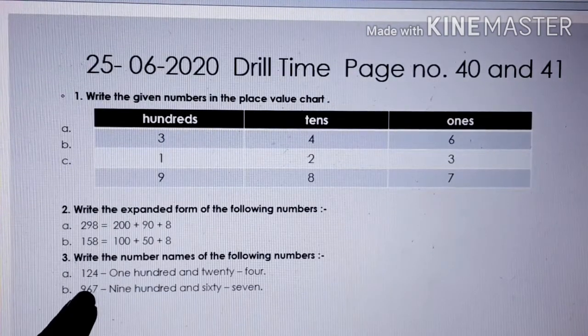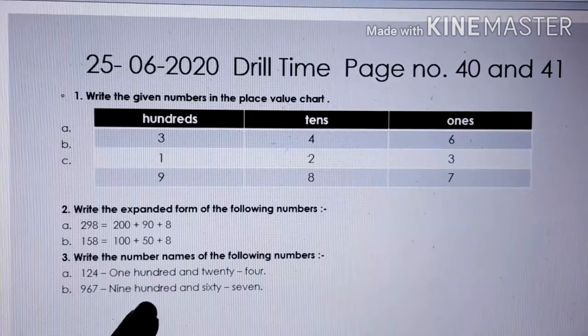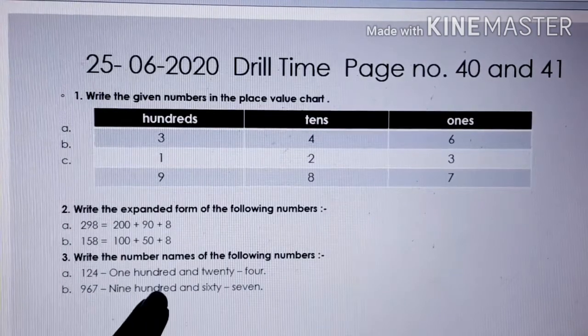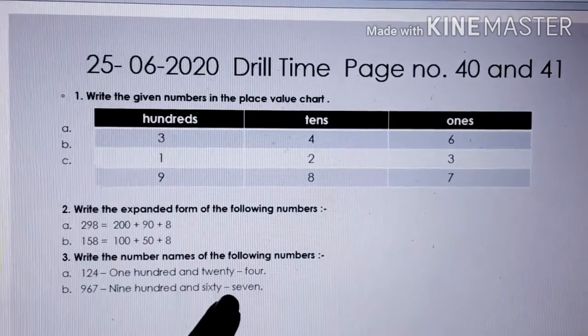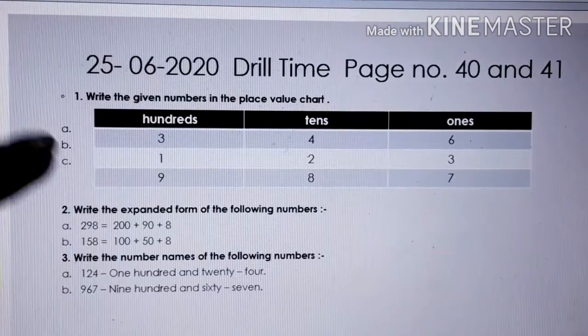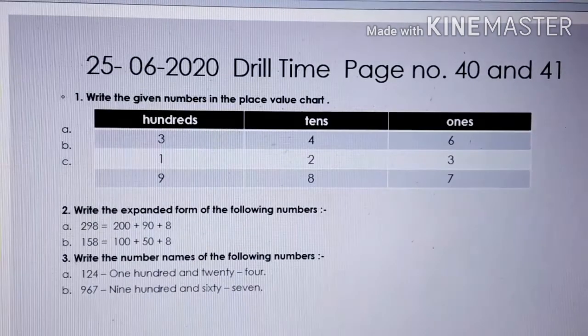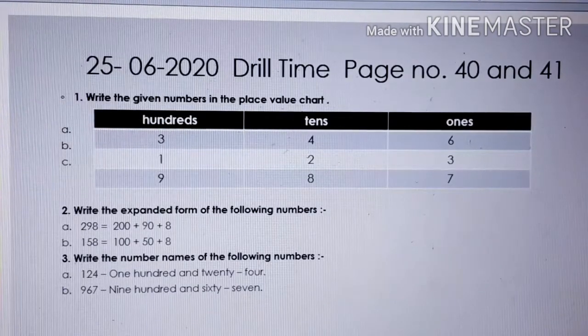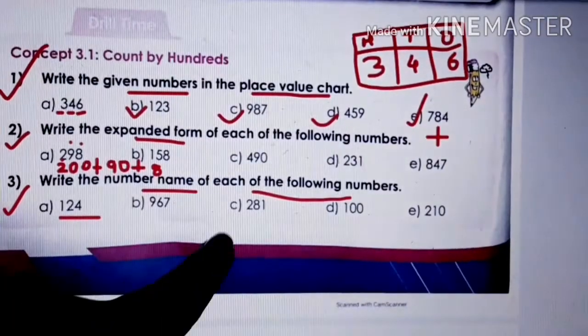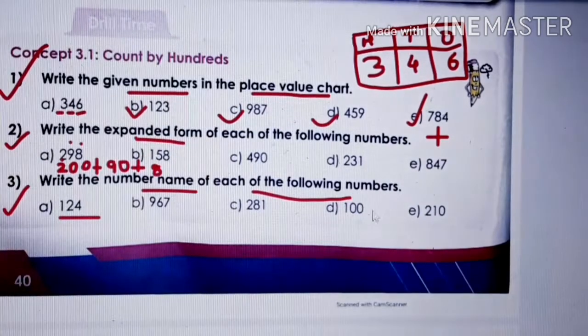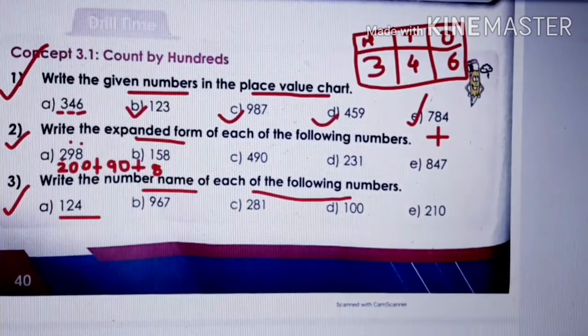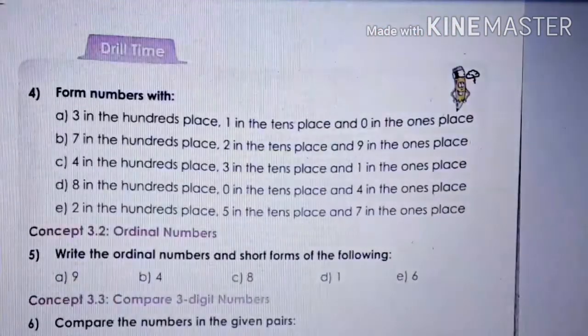Okay. Next is 967. So how to write? 967. 9 is in hundreds place, so nine hundred sixty-seven. Is it clear? So the rest, all up to E, you are going to do yourself. So let's move to the next page, number 41.